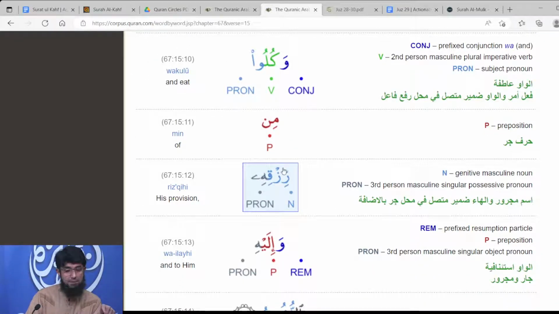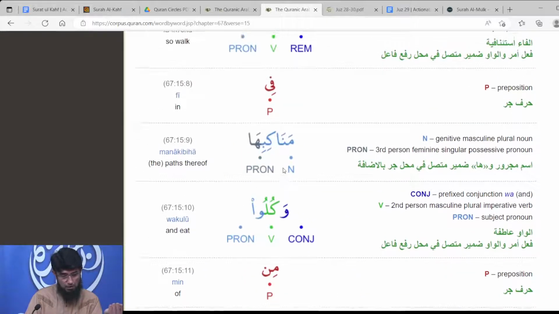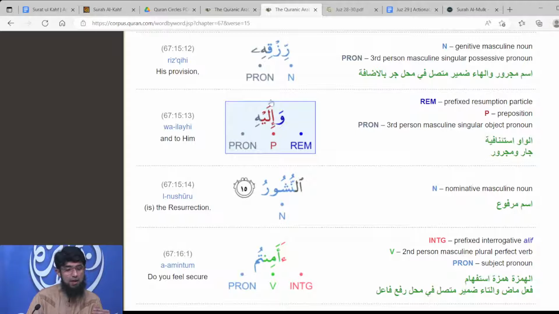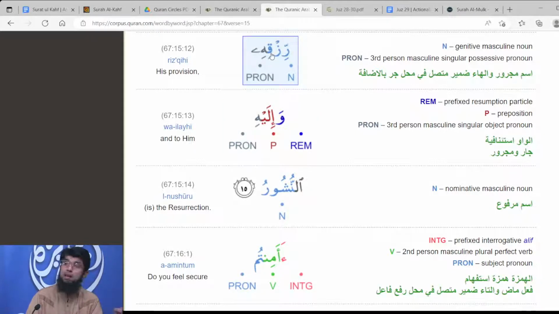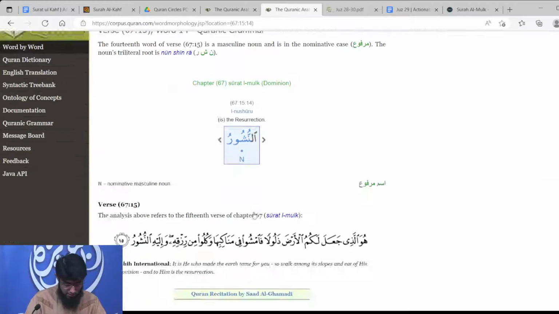Oh, sorry. It means rizkihi, his provision. So the provision of Allah subhanahu wa ta'ala. Okay, wa ilayhi, and to him. So now all this "he" is pointing to Allah, right? Huwa alladhi, right? So Allah is the one who has, so it's not talking about the earth anymore, because for the earth it was using the feminine pronoun. Wa ilayhi an-nushur. And to him is the resurrection. Let me show you something interesting here.